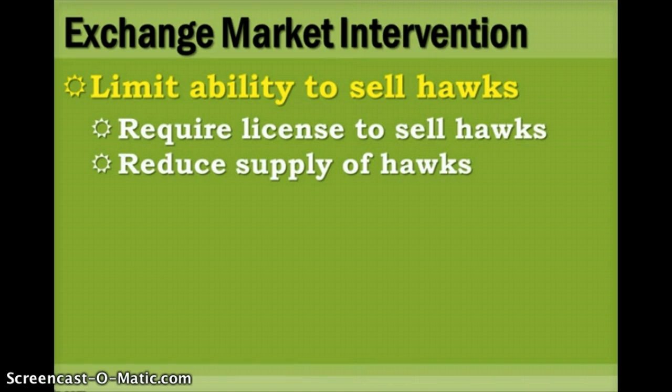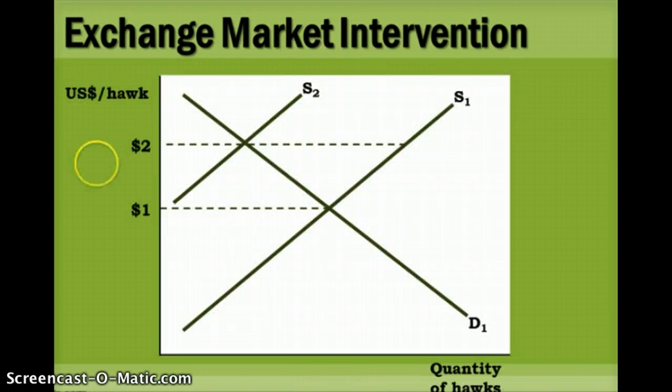And so we would then see a left shift in the supply of hawks, which would also then cause an increase in the price. In this case, it's a reduction in the quantity of hawks, but that doesn't matter as much as the government getting the exchange rate that it's decided that it wants for itself. And so that would be another way to achieve their fixed exchange rate goal that was set by the government.